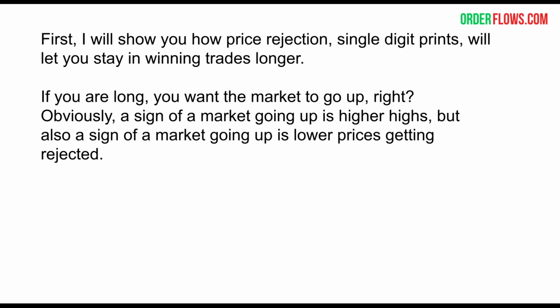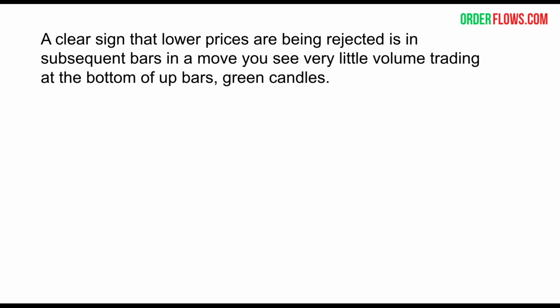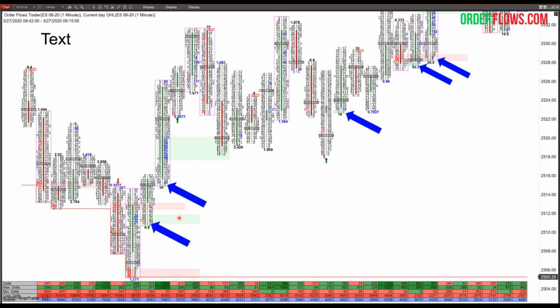If you are long, you want the market to go up, right? Obviously, a sign of the market going up is higher highs, but also a sign of the market going up is lower prices getting rejected. So a clear sign that lower prices are being rejected is, in subsequent bars in a move, you see very little volume being traded on the move up. And what the Order Flows Trader software will do, which I showed you that little setting, you could set the volume to highlight where, it'll put a little box around a green up candle if the price at the bottom of the bar is being rejected.